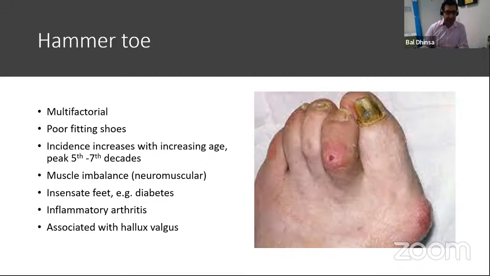Common causes are muscular imbalance, which can be neuromuscular due to Charcot-Marie-Tooth, cerebral palsy, multiple sclerosis, degenerative disc disease, or compartment syndrome as some of the common causes. It may be secondary to an insensate foot due to a neuropathy, secondary to diabetes. It could be due to inflammatory arthritis, such as with the mallet toe. And it also may be associated with a hallux valgus, as you can see in this picture, where the second toe has no space to sit down because of the severity of the hallux valgus, and therefore the toe has to elevate. Doing this causes hyperextension at the metatarsophalangeal joint, which then leads to a hammering of the toe.